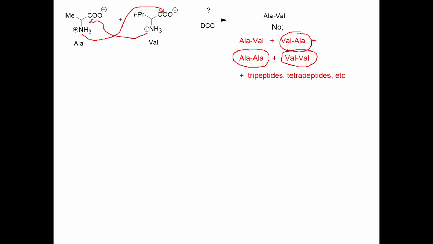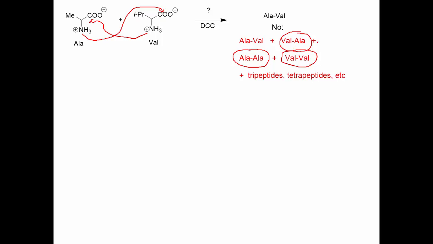Another issue here is that there's nothing to stop this reaction at dipeptide synthesis. We can make tripeptides, tetrapeptides. Alanine and valine have free carboxylic acid groups and free amine groups, even as the dipeptide. So amino acid or protein synthesis or dipeptide synthesis is a little bit more complex.